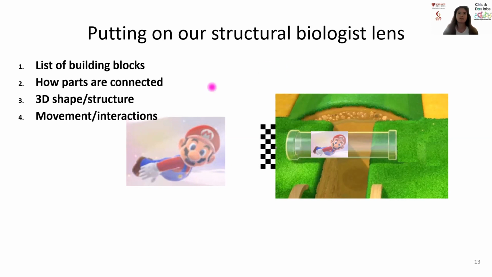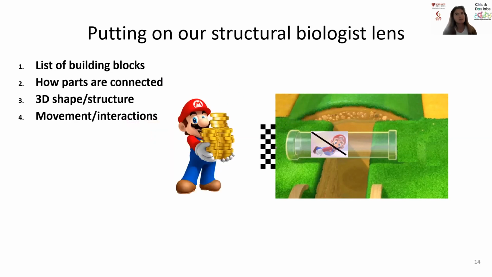And there's another part of this. That's movement, but there's also interactions. So what if we want to stop him from crossing? Well, we can just give him a bunch of coins. Now he can't put his hands down and he's stuck on the other side. So that's the fourth level: how it interacts with other things and moves.